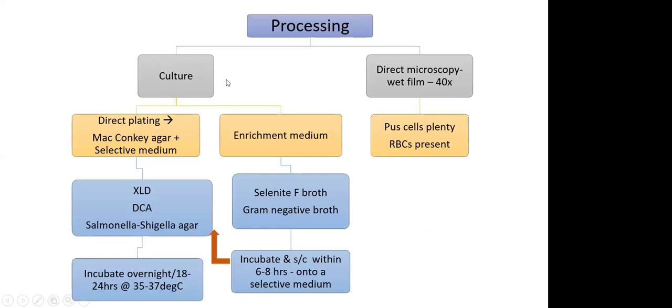So while processing in culture, first we plate onto MacConkey agar, which is a moderately selective media, and a highly selective media like XLD or DCA. And we also put the samples in the enrichment medium and incubate this. The plates are directly incubated overnight at 35 to 37 degrees centigrade for 18 to 24 hours. The enrichment broth we incubate for around 6 to 8 hours, and then it is plated onto a selective media like XLD or DCA.